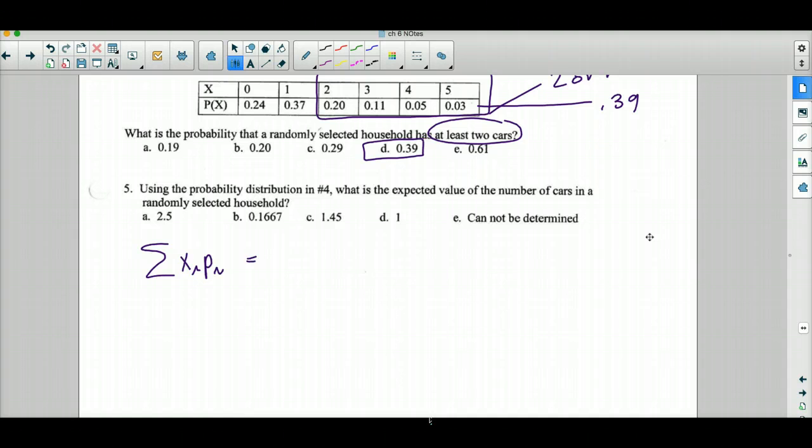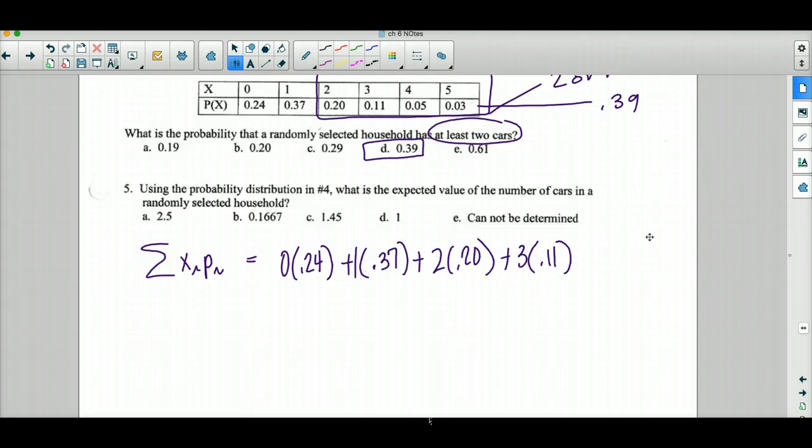Okay, so it is 0 times 0.24 plus 1 times 0.37 plus 2 times 0.20 plus 3 times 0.11. I could stop and just put plus dot dot dot and get my answer and would be okay. Because you can use your calculator on this and you just have to show them the idea of what you are doing.